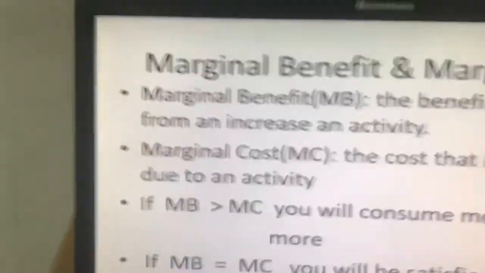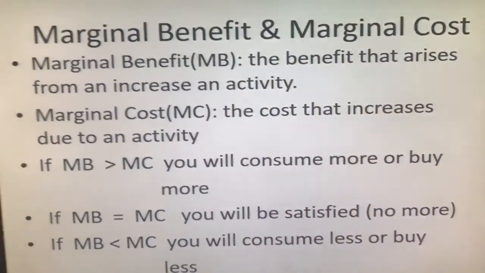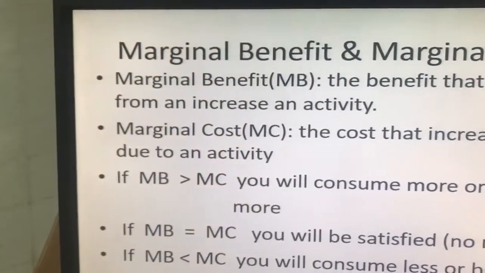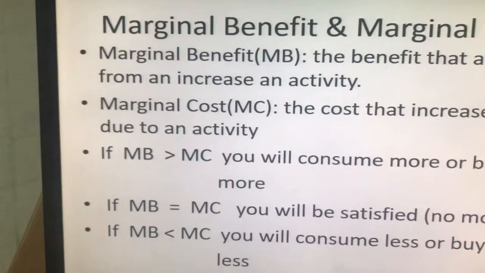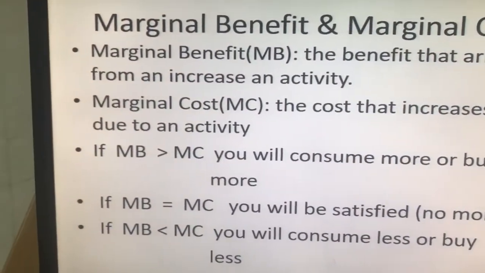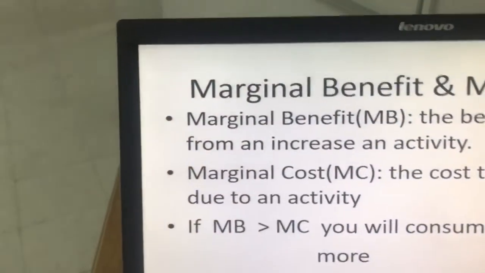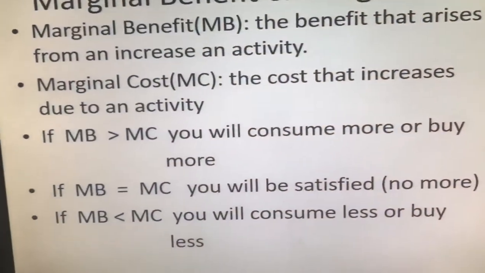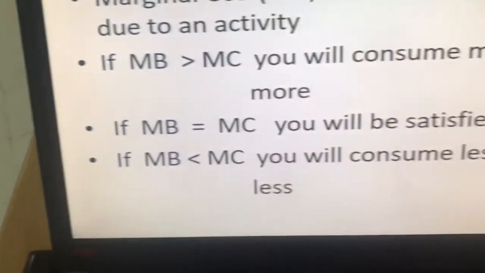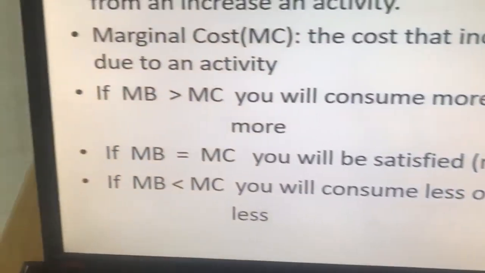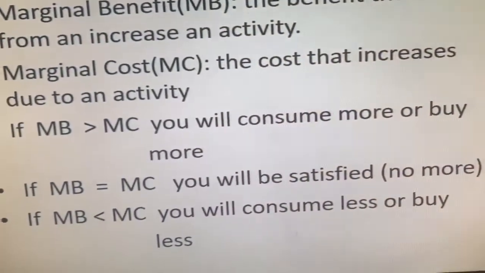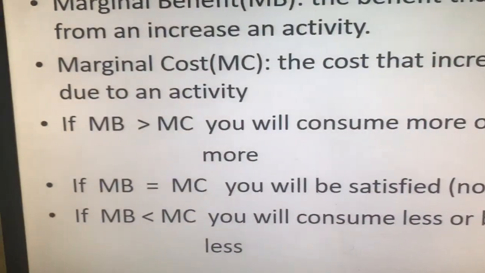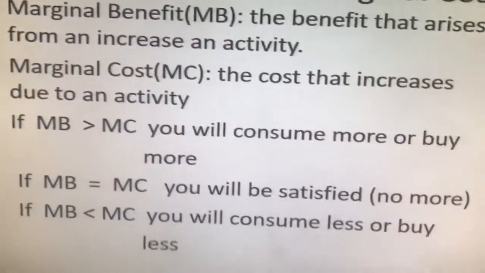The last point is about marginal benefit and marginal cost. Marginal benefit means the benefit that arises from an increase in an activity, while marginal cost is the cost that increases due to an activity. When we compare benefit and cost, of course, if benefit is more than cost, I will consume or buy more. While if benefit is less than cost, I will consume or buy less. But what is the equilibrium here, or allocative efficiency? Where marginal cost equals marginal benefit. So when MB equals MC, you will be satisfied, which means no more, no less.